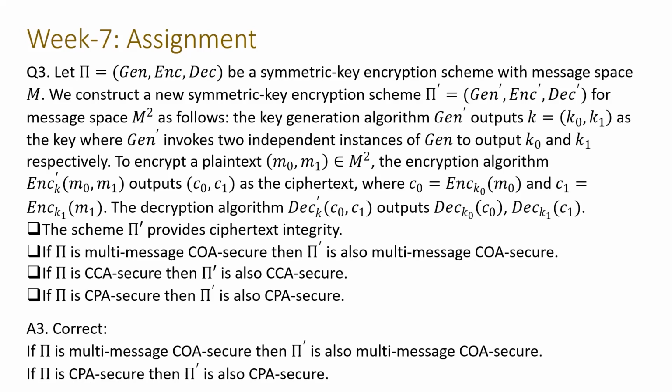So if pi dash is able to gain some extra information about the underlying message of each of these parts, if by seeing Ci0, Ci1 it gains information about the underlying Mi0, Mi1, then it can use that information to break the multi-message COA security of the basic scheme pi, which is not true. Pi is already assumed to be multi-message COA secure. Then of course we can argue by contradiction that pi dash is also multi-message COA secure. Hope I am clear.